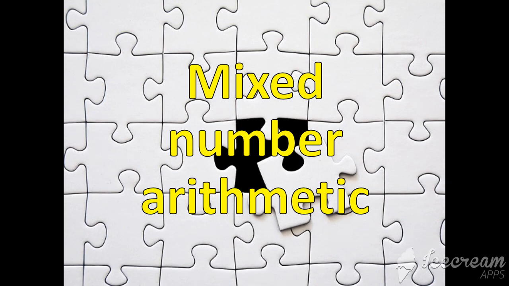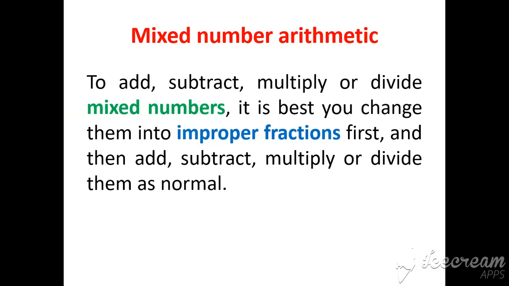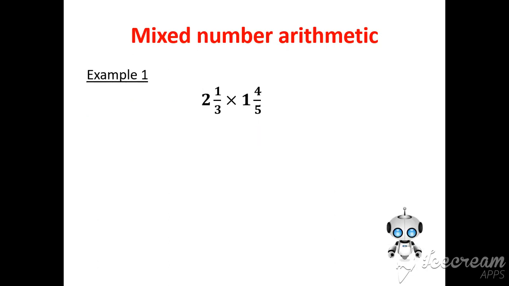We're going to chat about mixed number arithmetic. So to add, subtract, multiply or divide mixed numbers, it is often best you change them into improper fractions first and then add, subtract, multiply, divide them. So let's get into our first of two examples.